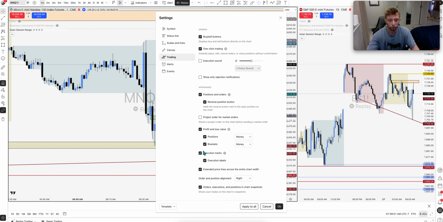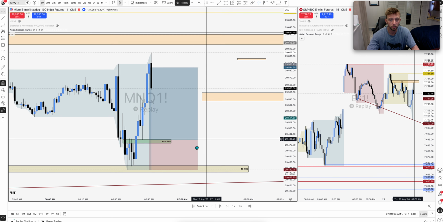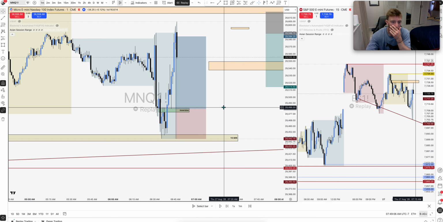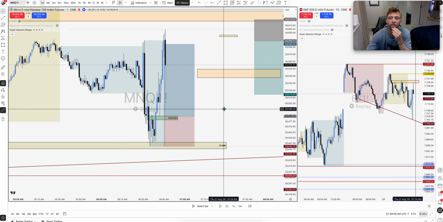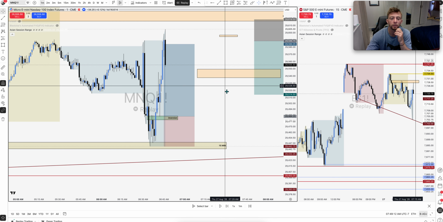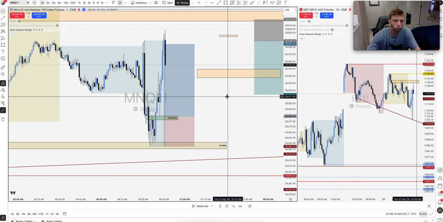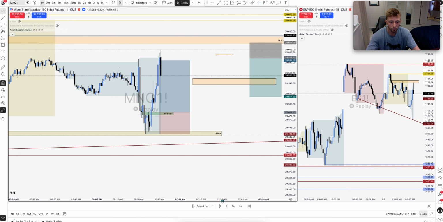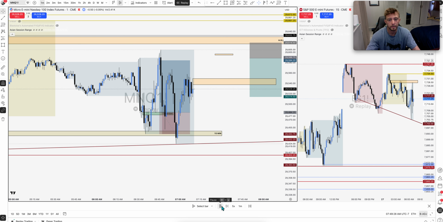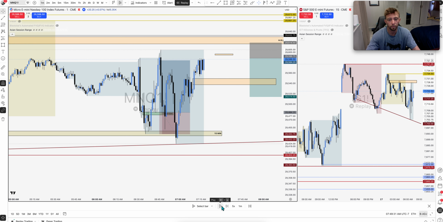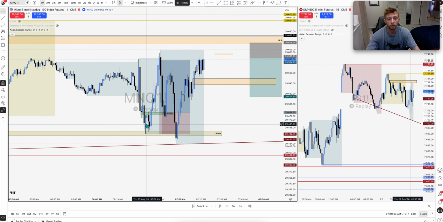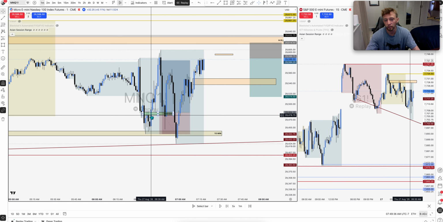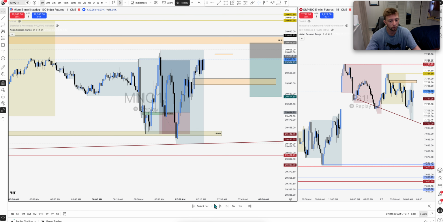Wonder if I can show executions while I'm in replay. I don't think so. But the trade that I took was, I think it was a short or something, and I got stopped out on. But either way, the trade that I took, oh no, the trade that I took was over here a little bit. This was the play I wanted to take. I faded it. I don't know why. I should have taken it because obviously it played out.